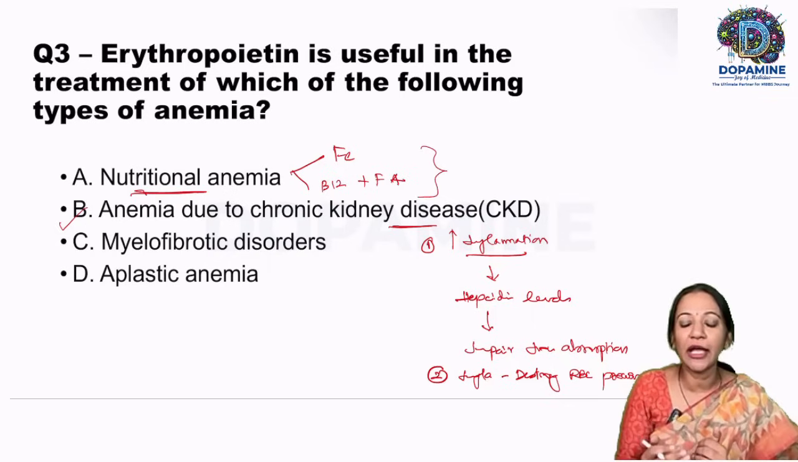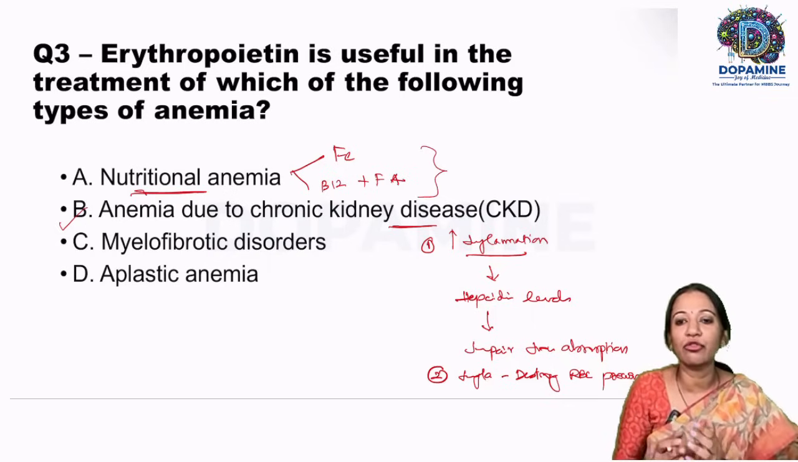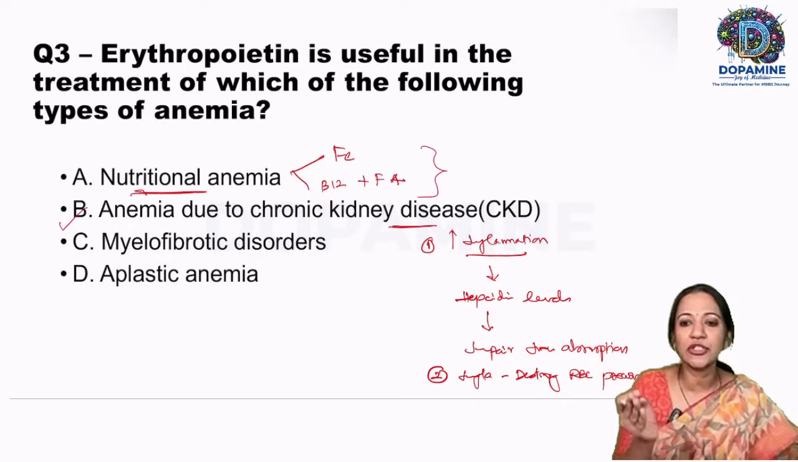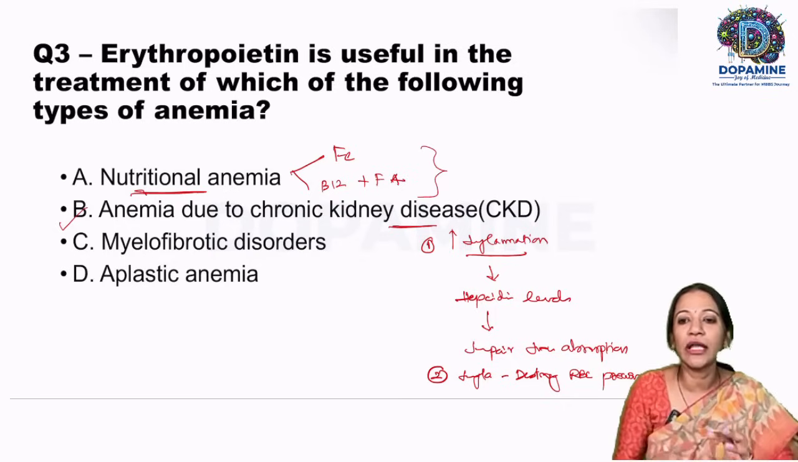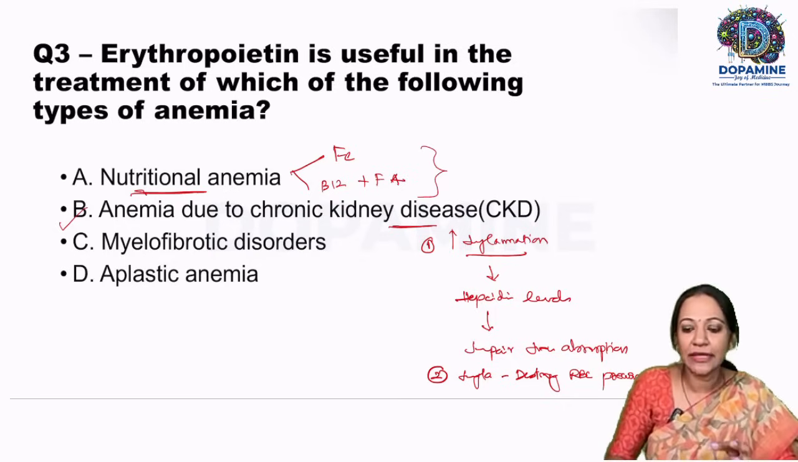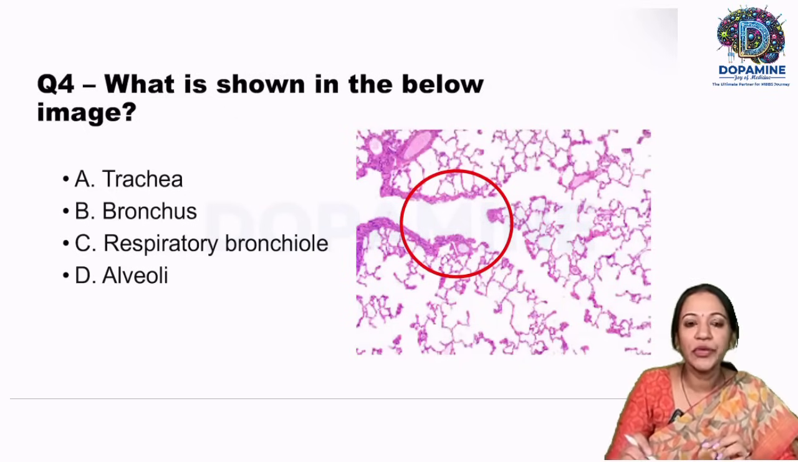In myelofibrosis and aplastic anemia, the erythroid precursors are destroyed and the entire marrow is replaced by fibrosis. In such cases also, erythropoietin levels are already high, so these people are also not going to benefit. So the only right response is anemia of chronic disease, to be specific, chronic kidney disease. That is the right answer. We'll move on to the next question.